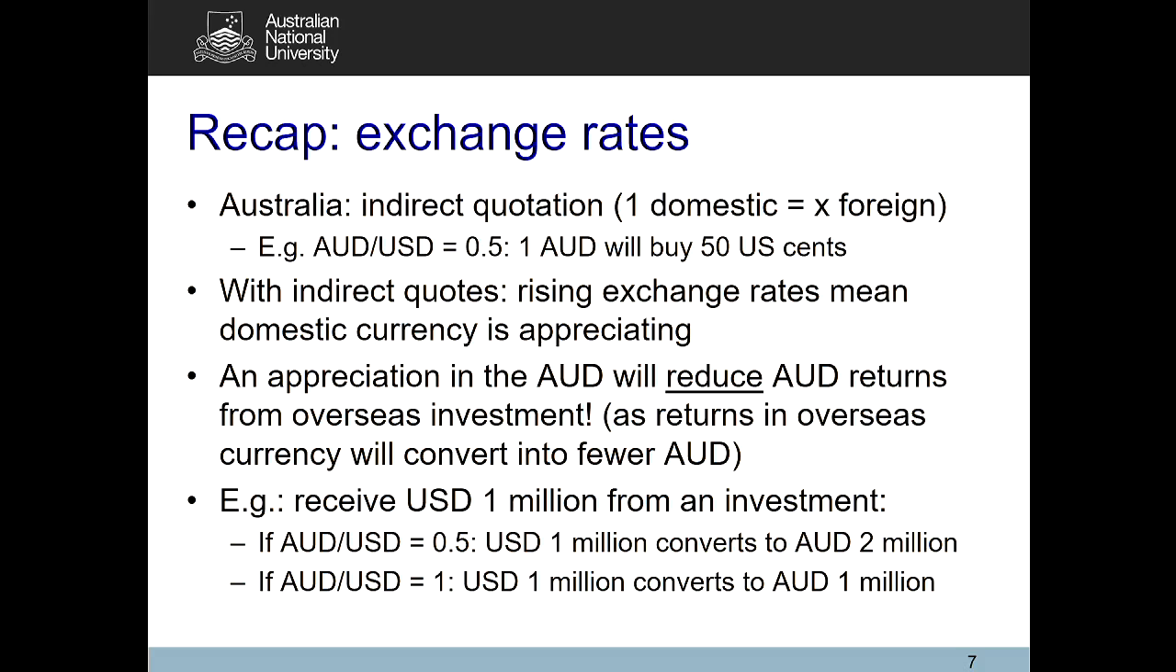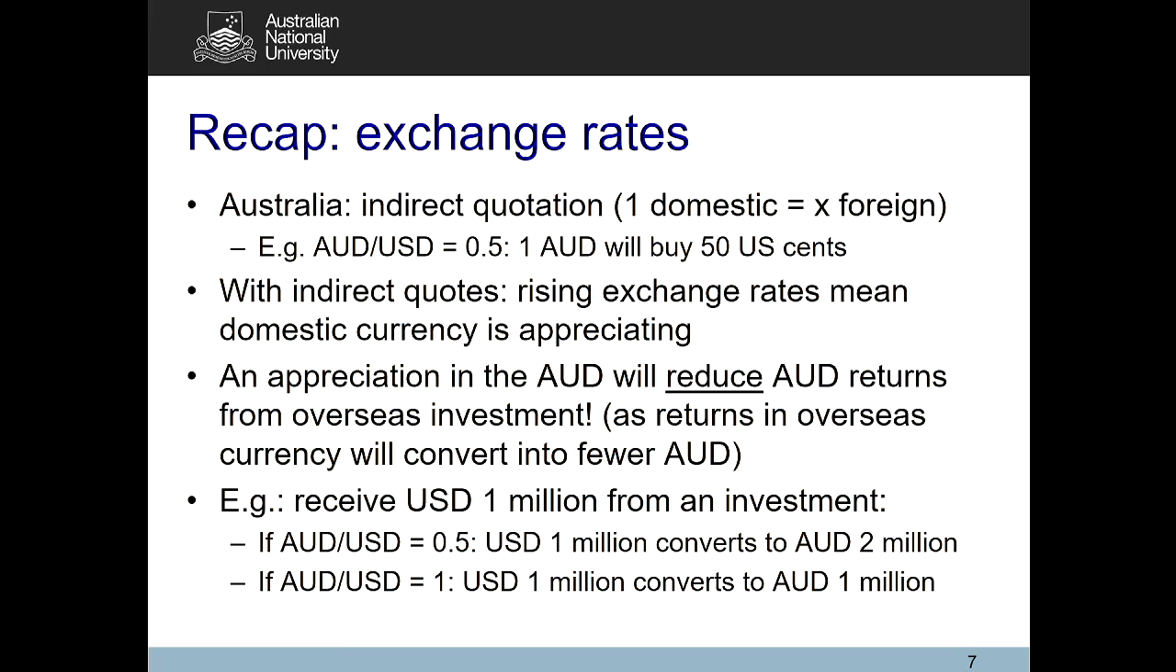But where you do need to be careful to flip the direction is moving from movement in currency to movement in returns. Because when the Aussie dollar goes up, our returns on our overseas investments go down unless we've already locked in the exchange rate. If the Aussie dollar goes down, the return on our overseas investment goes up because we can convert the same US dollars, say, into more Australian.